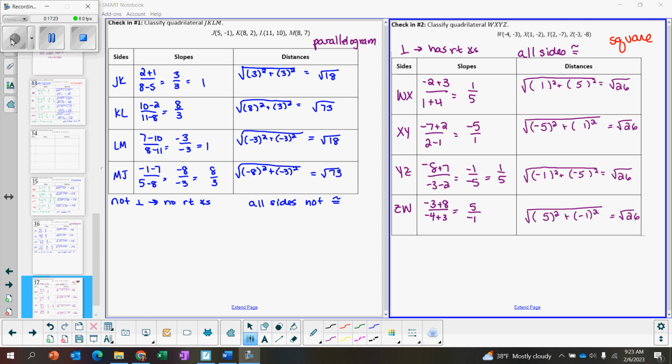In check-in number 2, my slopes were positive 1/5, negative 5, positive 1/5, and negative 5. So I did have two pairs of opposite sides parallel, and my consecutive sides are perpendicular, which means it does have right angles. For my distances, I got the square root of 26 for all four, so all sides are congruent. So right angles and all sides congruent. That figure was a square. And that is the rest of chapter 7, classifying quadrilaterals on the coordinate plane.